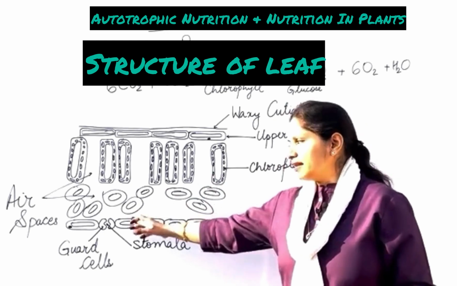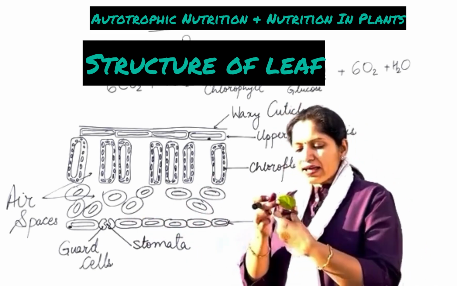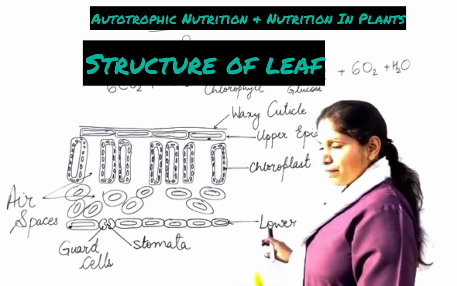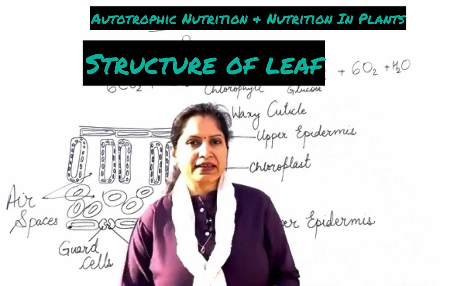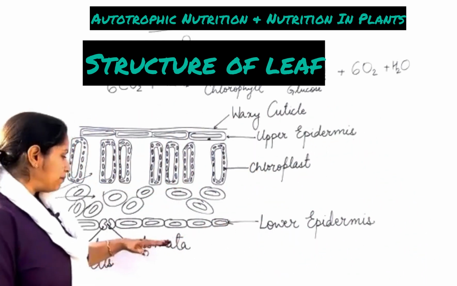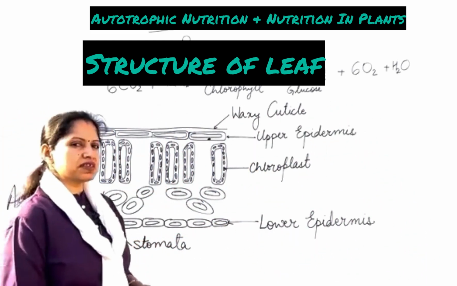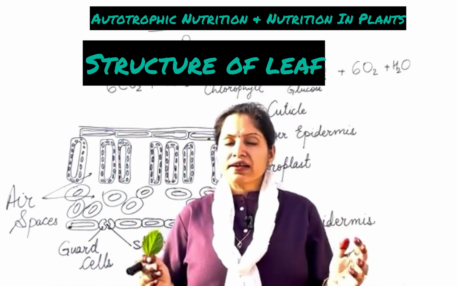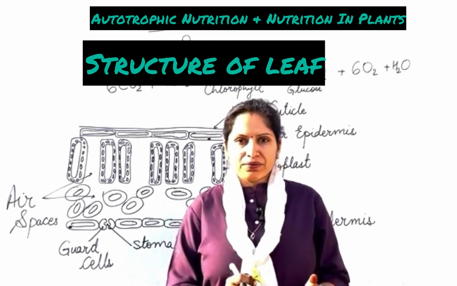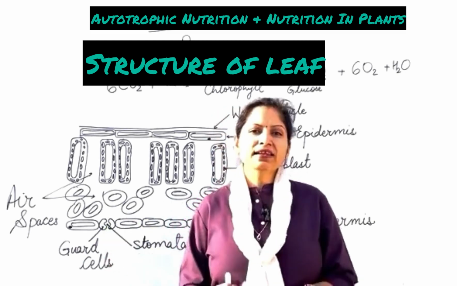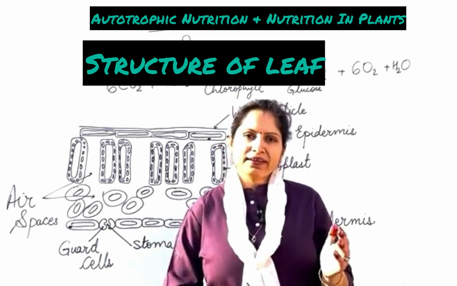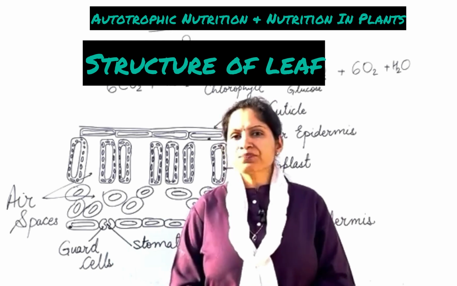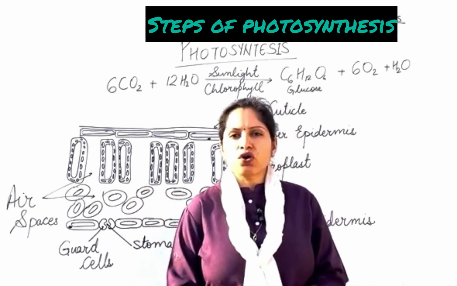Apart from that, the last layer is the lower part, the lower epidermis. The upper one was the upper epidermis and the last layer is the lower epidermis, and this lower epidermis has something very important. It has guard cells that are guarding the stomata. We'll talk in more detail about the stomata and the guard cells later on, but let's first revise the steps of photosynthesis.